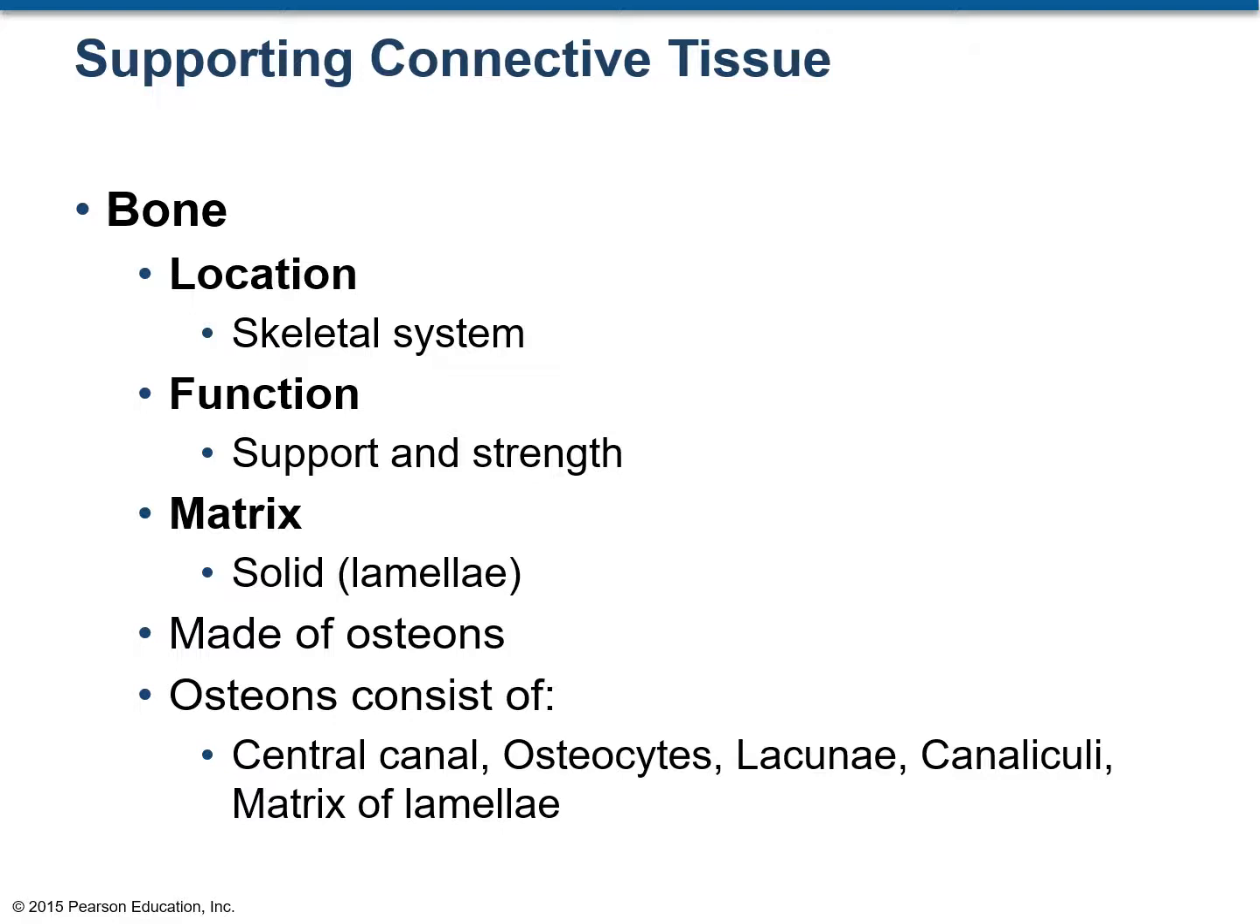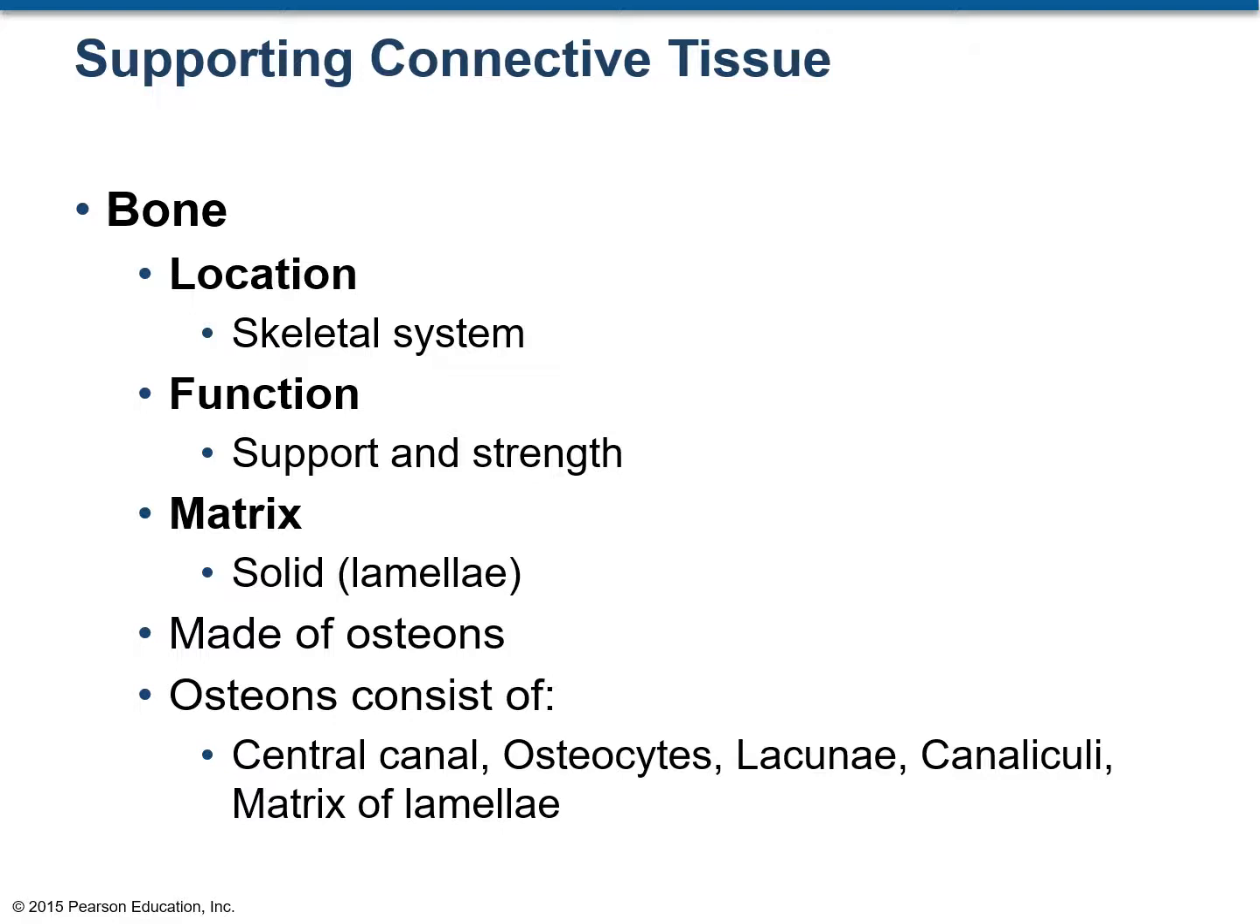Compact bone is made up of units called osteons, O-S-T-E-O-N-S. In an osteon, there is a canal in the center known as the central canal, and through this canal an artery, a vein, and a nerve pass. So the central canal contains blood vessels and nerves. Surrounding the central canal, the bone cells are arranged, and the bone cells are known as osteocytes. These bone cells are present in pockets called lacunae.